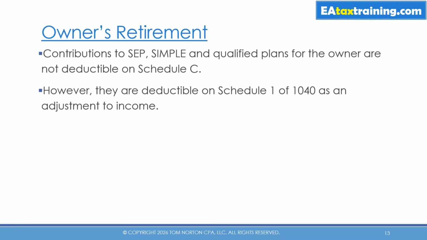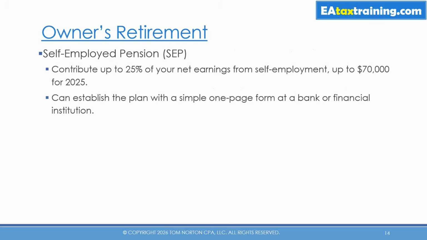For retirement, contributions to SEP, simple and qualified plans for the owner are not going to be reflected on Schedule C. However, they are deductible as an adjustment to income on the 1040, as we saw back in Part 1. For the SEP, the self-employed pension, the owner can contribute up to 25% of their net earnings from self-employment, up to a maximum of $70,000 for 2025. You can establish the plan with a simple one-page form at a bank or financial institution.